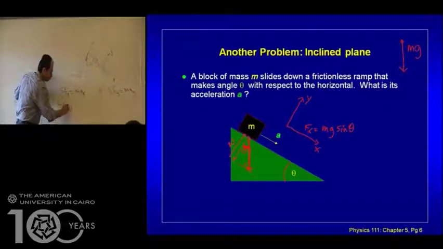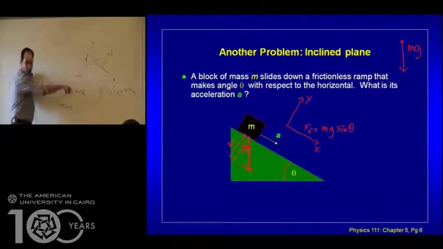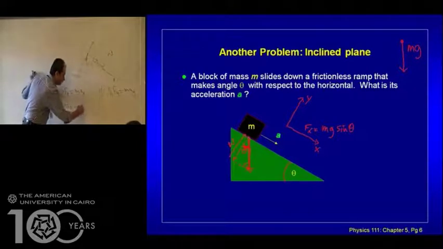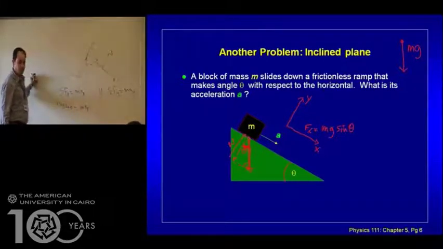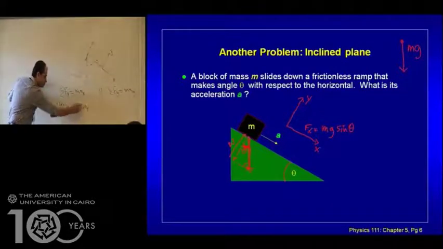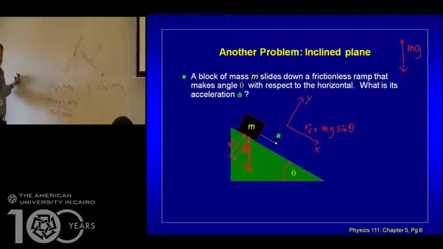Is it positive force or is it negative force? Why is it positive? Because it's along my x-axis, so that's positive force. Equals mass times the acceleration along the x-axis. Guys, can you figure out what is the acceleration along the x-axis? Oh, sorry, g sine theta. That's the acceleration on the x-axis.